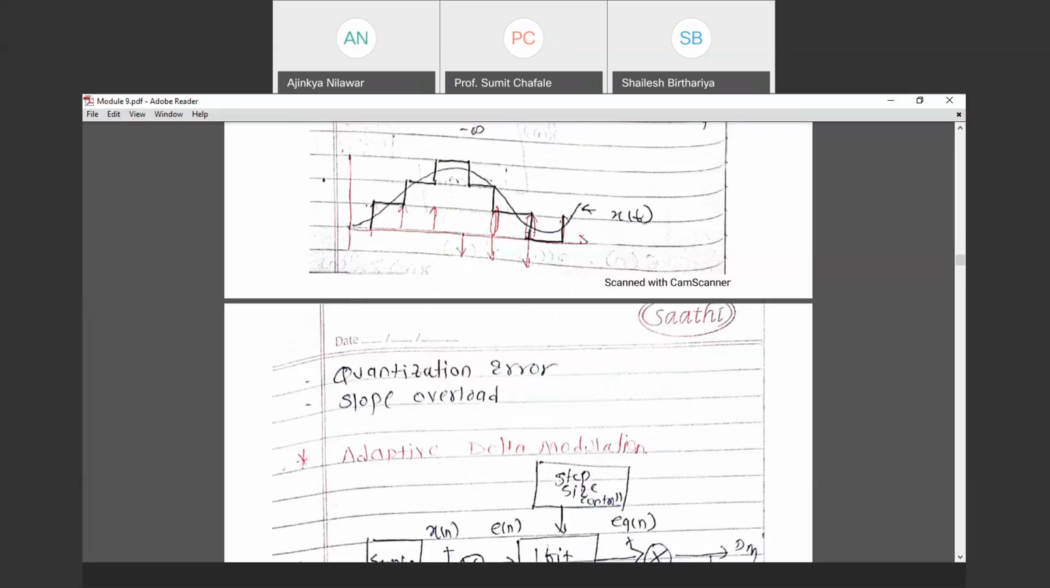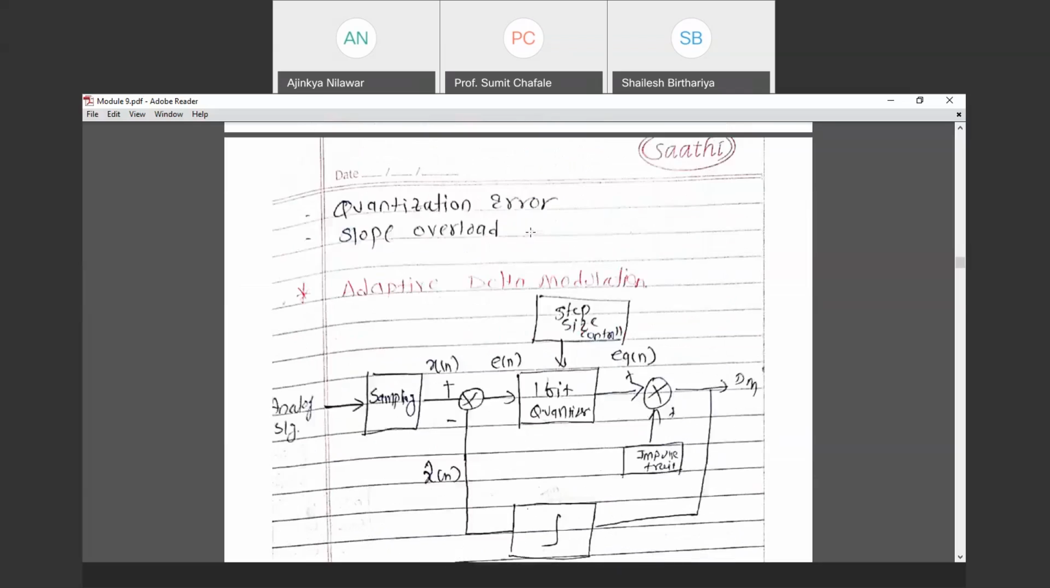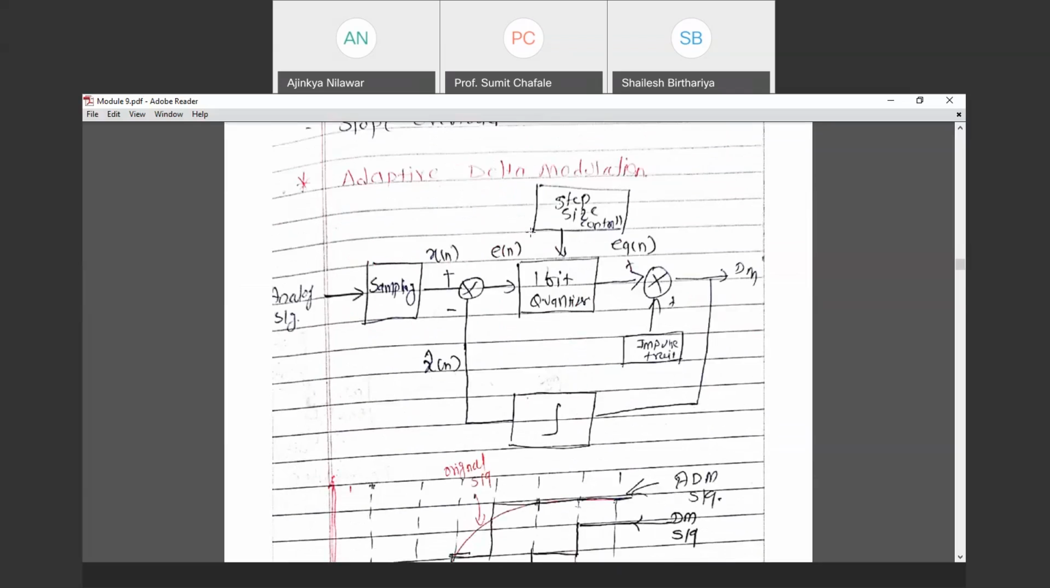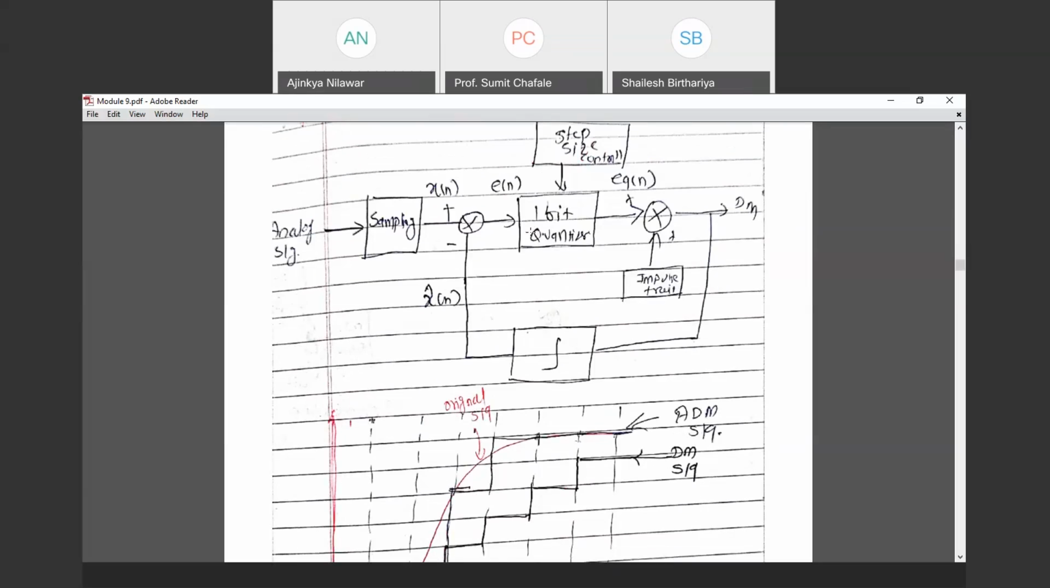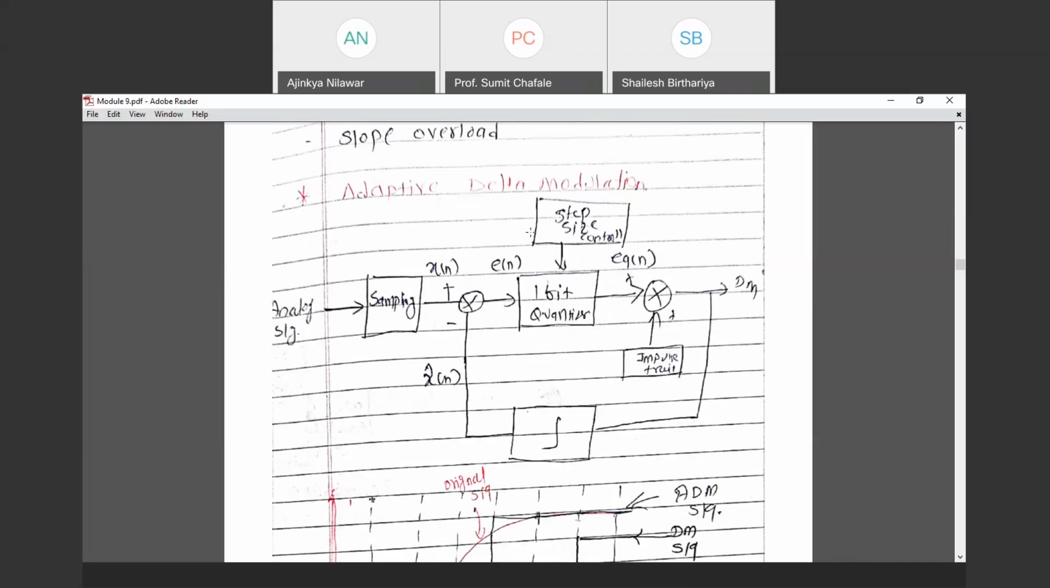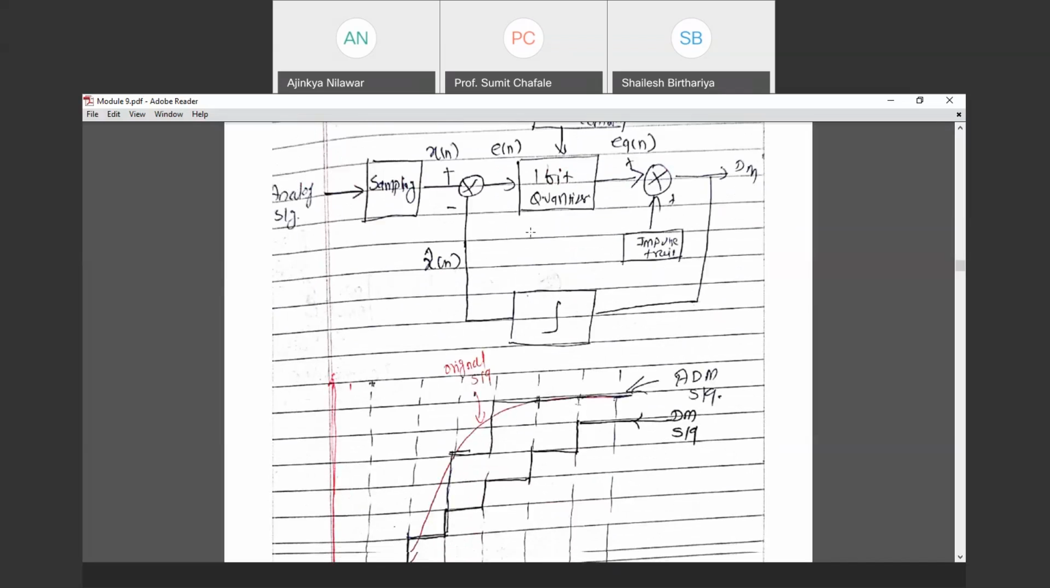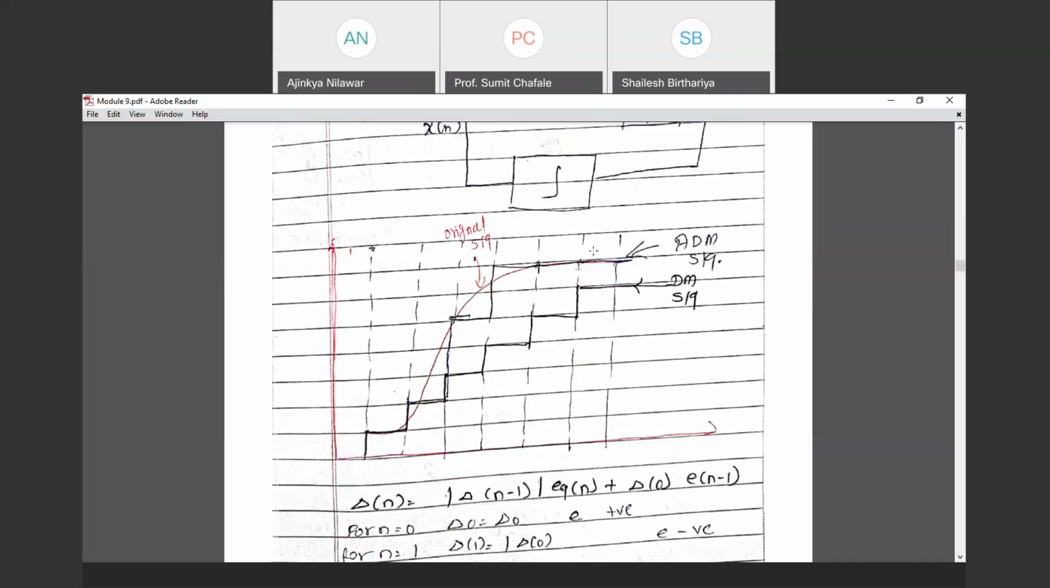Again, some errors are generated in delta modulation, that are quantization error and slope overload. I think in FC you have studied in detail. Then the final solution, the quantizer. We have already discussed the two types of quantizer, that is uniform and non-uniform. Generally PCM, DPCM and delta modulation have uniform quantization, and in adaptive delta modulation we have non-uniform quantization. That means the step size is not constant. The step size changes according to the input.